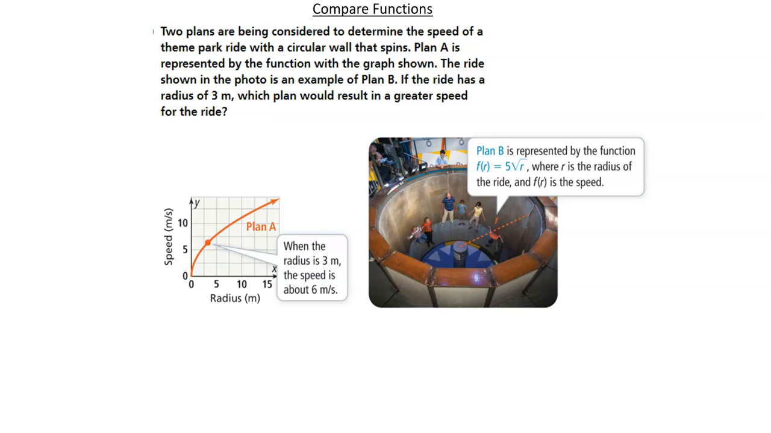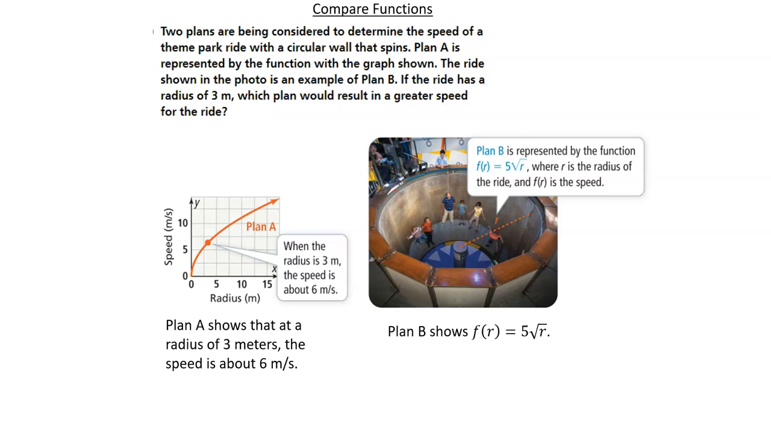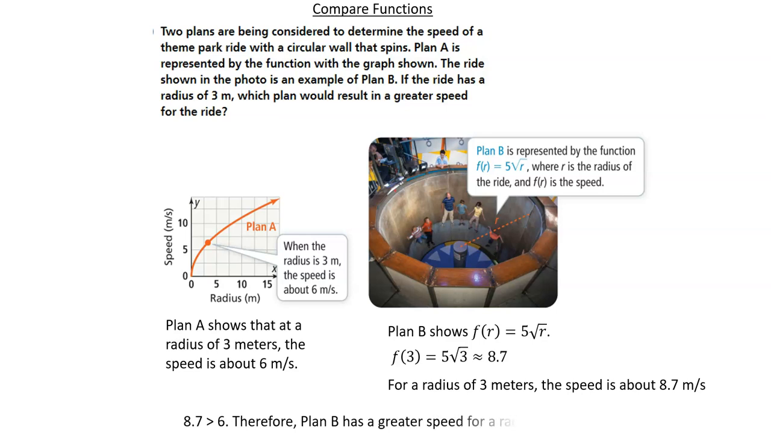So now, in plan A, we can see that when the radius is 3 meters, the speed on the graph is 6 meters per second. For plan B, we see that the function, the speed, or f of r, is a function of the radius. So the speed is 5 times the square root of the radius. So for a radius of 3 meters, we would plug in 3 for r, and f of 3 is 5 times the square root of 3, or approximately 8.7. So for a radius of 3 meters, the speed is 8.7 meters per second. So then we can see that 8.7 is greater than 6. So since 8.7 is greater than 6, plan B has a greater speed for a radius of 3 meters.